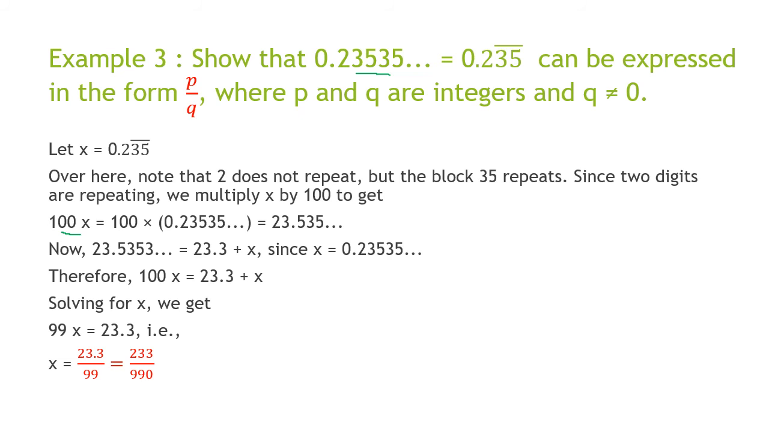We get 23.535. So we write this as 23.5353 as 23.3 plus 0.23535 as x. So this is the equation we get. And then 100x minus x gives us 99x. So 99x equal to 23.3, or x equal to 23.3 upon 99 equal to 233 upon 990. So use the calculator, divide and see, you will get the right and same answer.